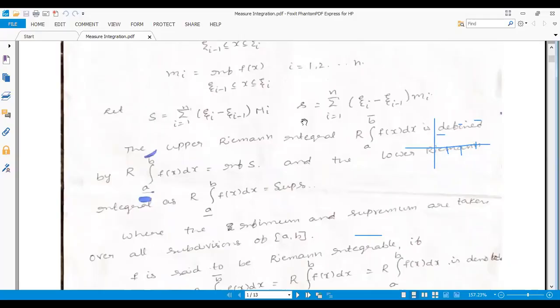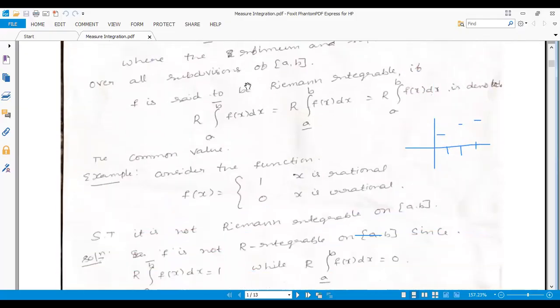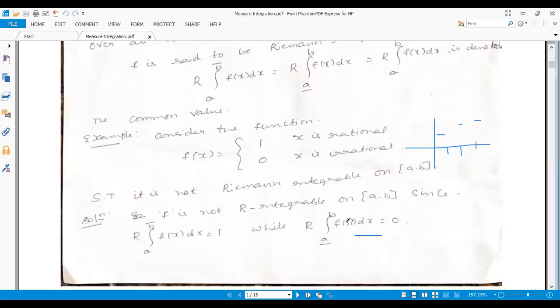Small m_i is the supremum. First we can take the infimum of all this function. The infimum means it is 0. Then again, if you take the supremum also, you get 0. Is it correct? You get a 0. This is 1 and this is 0.